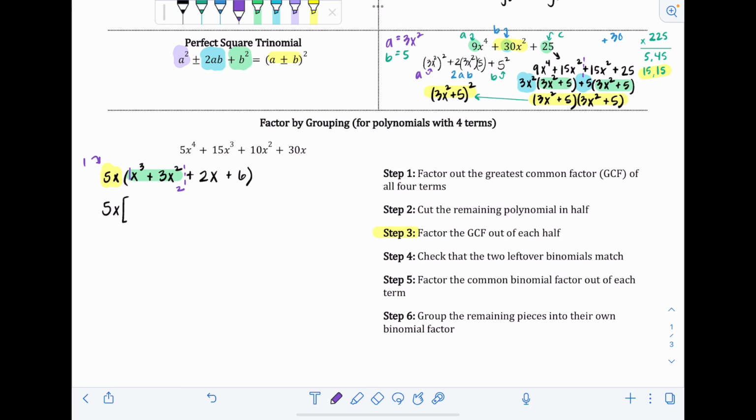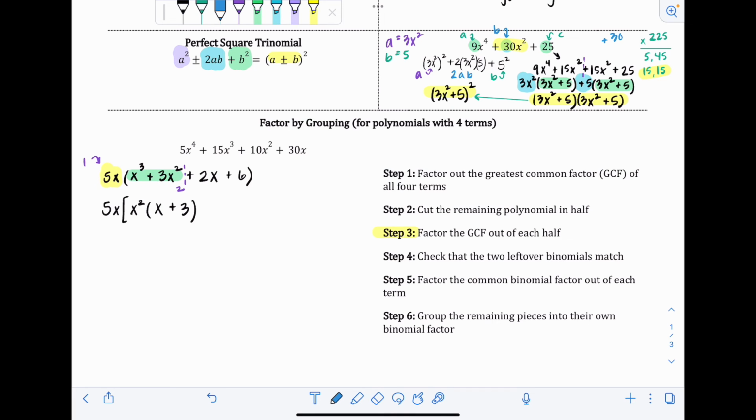For the coefficients, the GCF would just be 1 since that's a 1x cubed. And then for the x's, I can pull out the lowest power they have in common, which would be x squared. So my GCF of those two is x squared. When I divide that out of the x cubed, I get x to the first power. And then when I divide that out of the 3x squared, I'm left with just 3 because the x squareds cancel each other out. And you can always double check that you factored the GCF out correctly by just like distributing back in. So like x squared times x is x cubed, x squared times 3 is 3x squared.